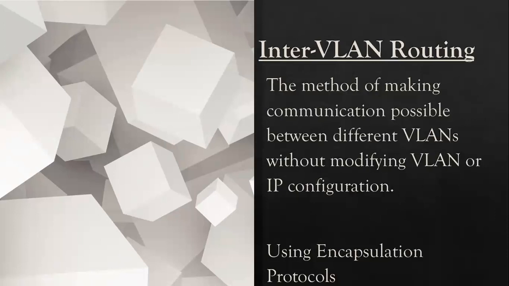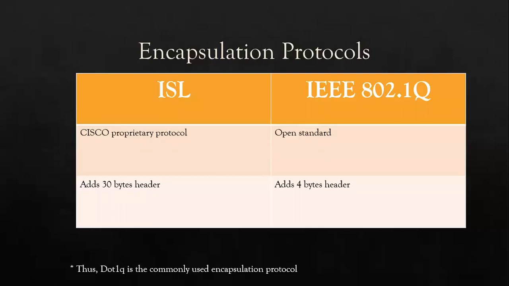This is done by an encapsulation protocol. The main protocol used here to provide communication between different VLANs is encapsulation, because along with routing, one tag is required, that of the VLANs. The packets going through the router while routing should have the information of the VLANs. For that, encapsulation protocols are used. There are two encapsulation protocols that can be used, ISL and IEEE 802.1q. ISL stands for Inter-Switch Link.